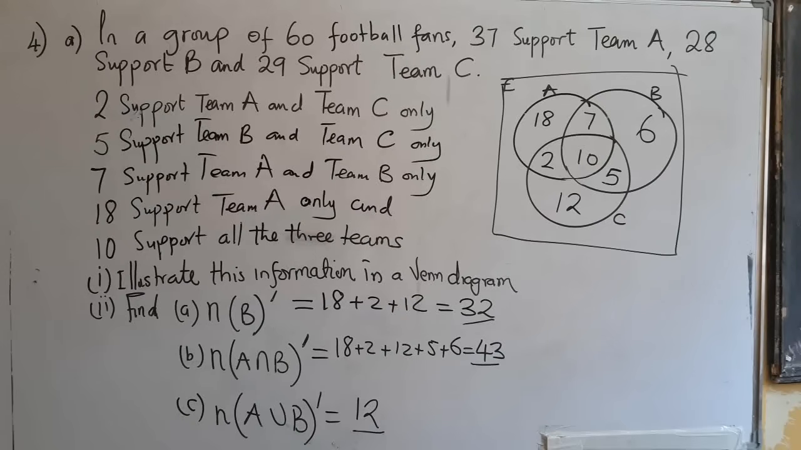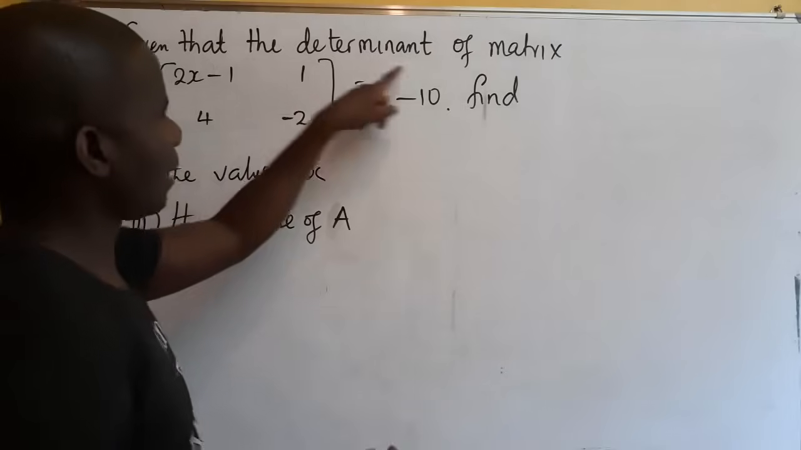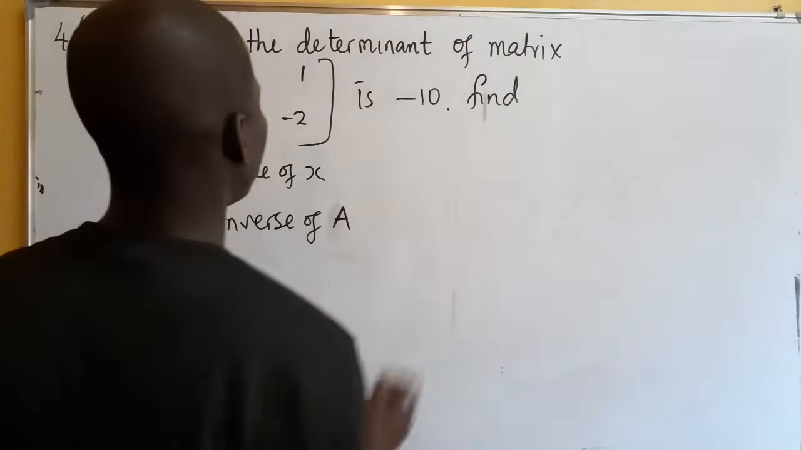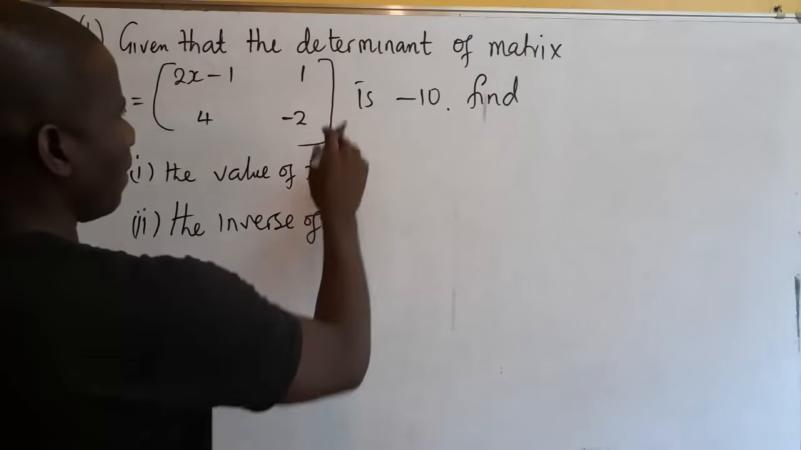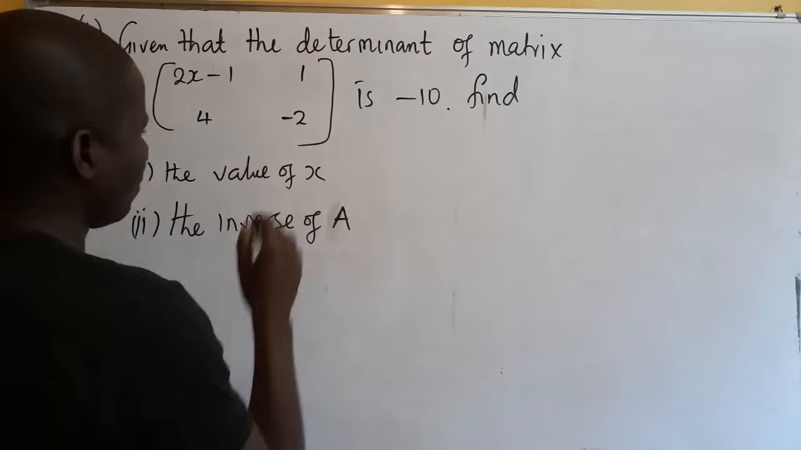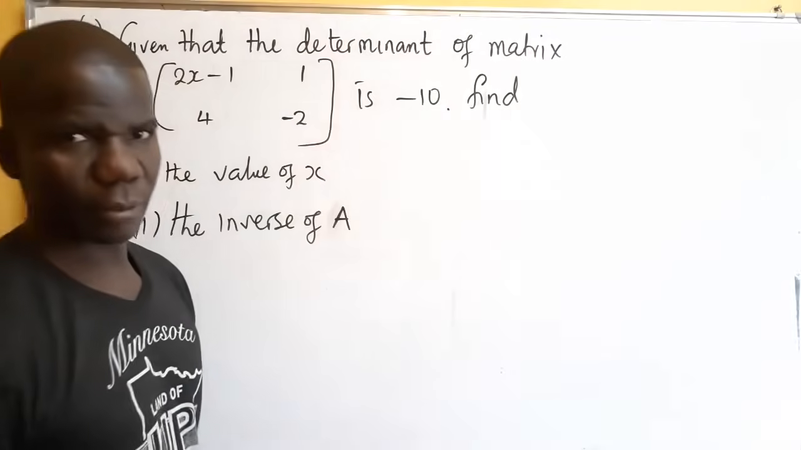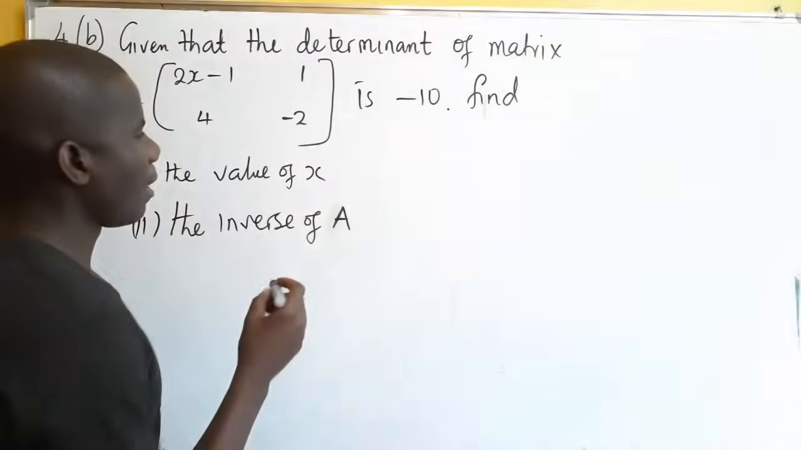Let's look at question 4b. Question 4b is on the board. So given that the determinant of the matrix, this is the matrix here, is -10. Find the value of x, and then the second part, we're going to find the inverse.